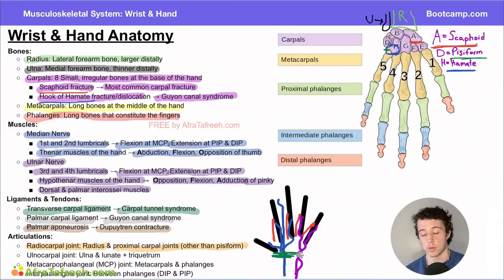In the ulnocarpal joint, we will have the ulna articulating with the lunate and triquetrum of the carpal bones. So if we look up here, we can see the ulna connecting with B and C, the lunate and triquetrum of the carpal bones.